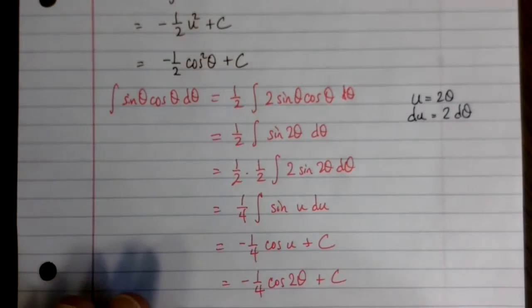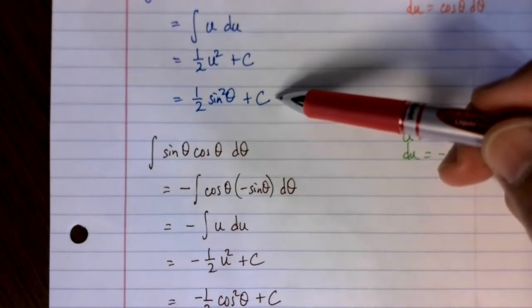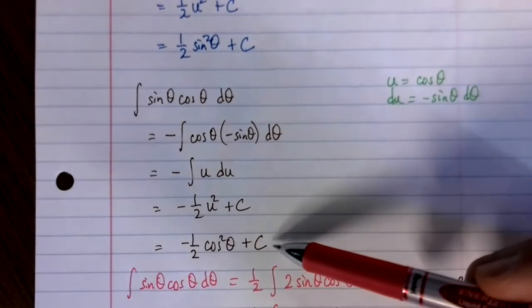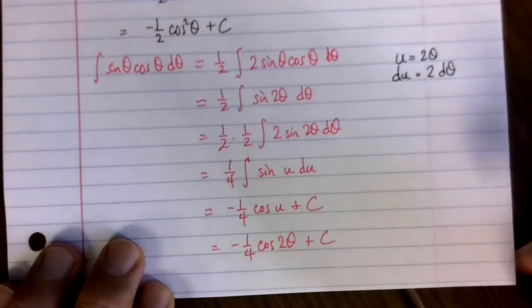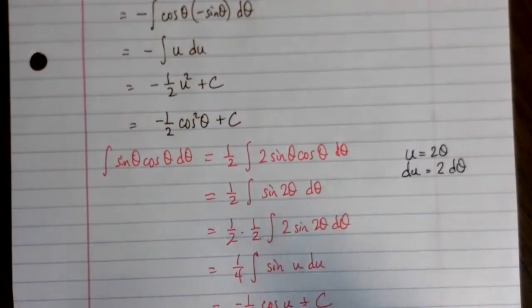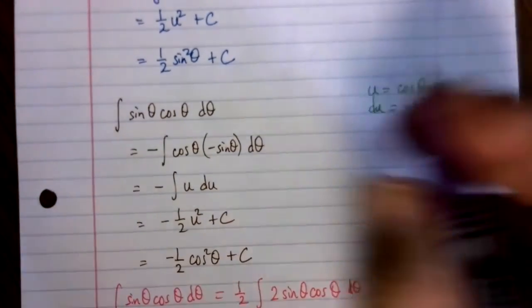So we have 3 answers. We have this answer, 1/2 sine squared theta plus c. We have this answer, negative 1/2 cosine squared theta plus c. And we have this third answer, negative 1/4 cosine 2 theta plus c. Okay, now why in the world do we get 3 different answers? Well, the answer, of course, is that they're not different. They're actually the same. So let me write this in purple why they're the same.